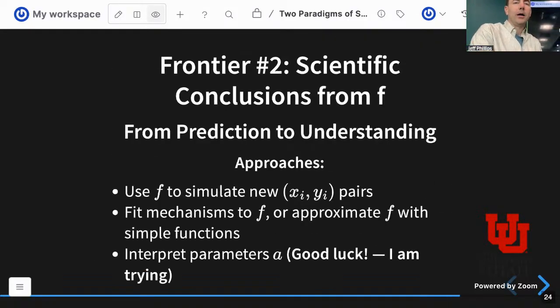Okay. Another approach is we learn a super complicated function f, and then we say, okay, I've learned to make really good predictions. I have all this data, and I can predict really well on the data I've held out and promised not to look at, right? Now, can I go and fit a mechanism to f? So I want to approximate f with some simple function, perhaps, or something that I can understand what it's actually doing.